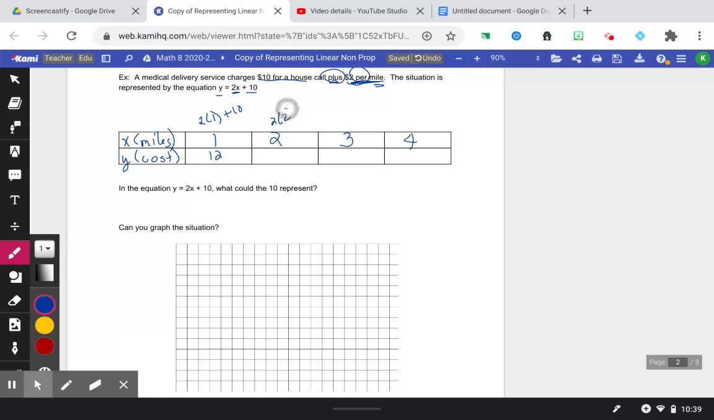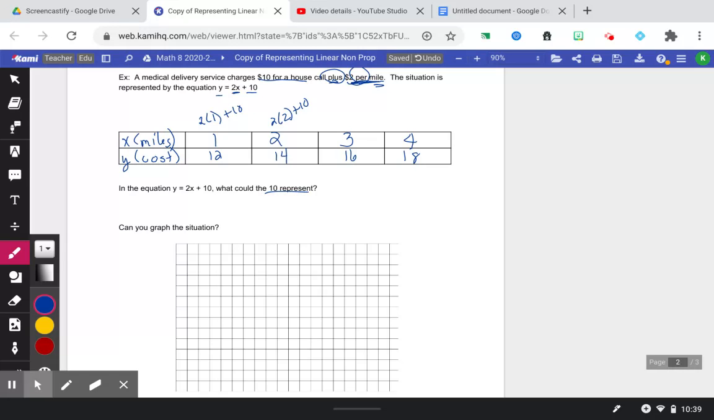For 2 miles, it would cost $14. For 3 miles, $16. For 4 miles, $18. It says in the equation y equals 2x plus 10, what could the 10 represent?